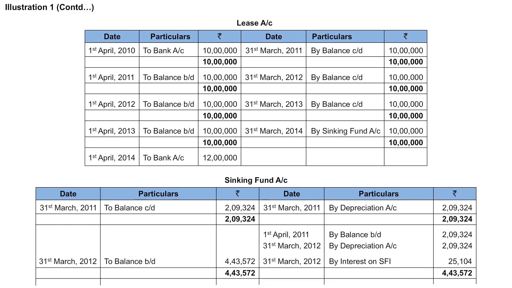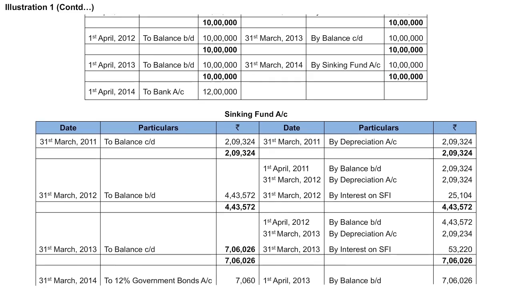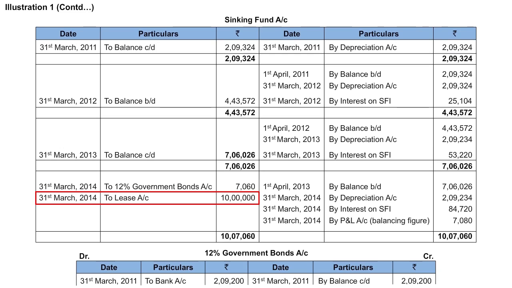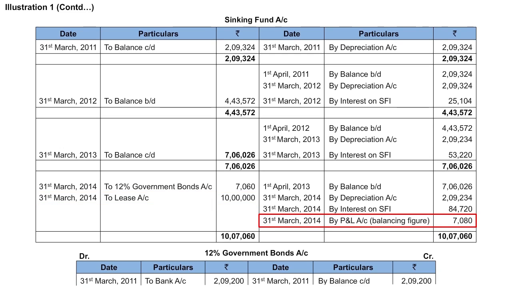Now, the life of the old asset has come to an end. So, the asset account also will have to be closed. You will close this asset account, lease account, by transferring the balance to sinking fund account. So, by sinking fund account. So, that is how the fourth year also will get closed in lease account. And sinking fund account will be debited by 10 lakh. And then whatever is the balance in sinking fund, that will be transferred to P&L. So, 7080 transferred to P&L. This is how your sinking fund account also will get closed.